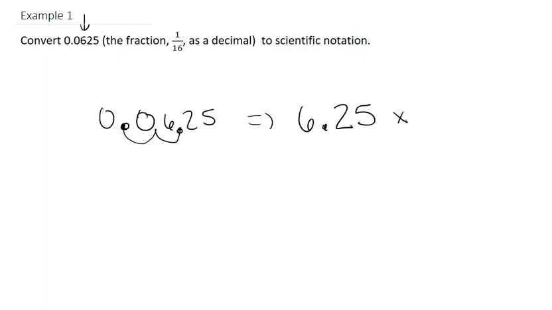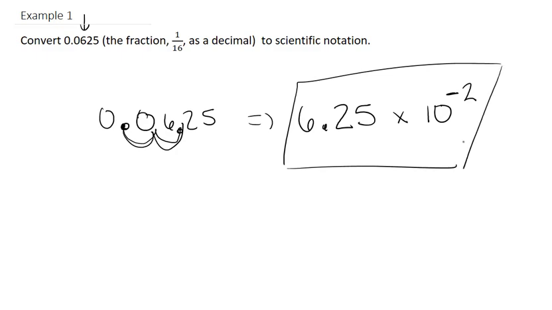Then we know we have to go times 10 raised to a certain number. Now we moved it to the right, so that means our exponent is going to be negative, and we moved it over 2 times. So we went 1, 2. So this is negative 2, and this would be our final answer. So let's do another example.